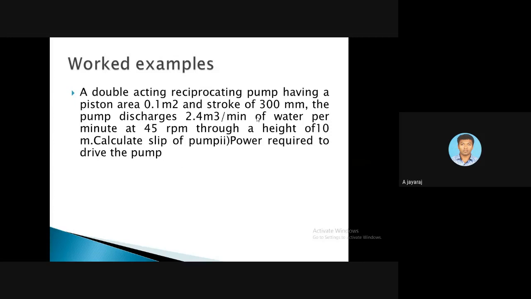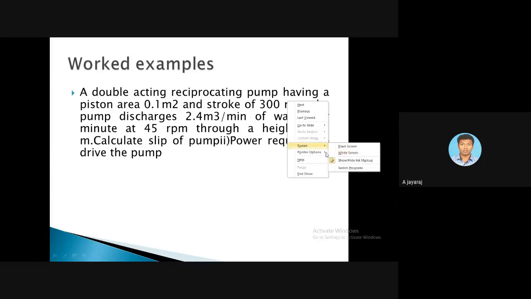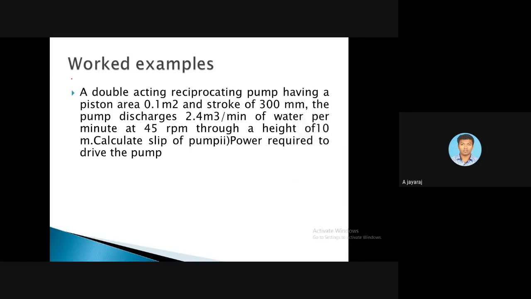So the next worked example is a double acting reciprocating pump. Here itself we should make out that it is a double acting reciprocating pump. When we say double acting, there are two delivery strokes for one revolution, having a piston area. It is directly given that the area is 0.1 meter square.